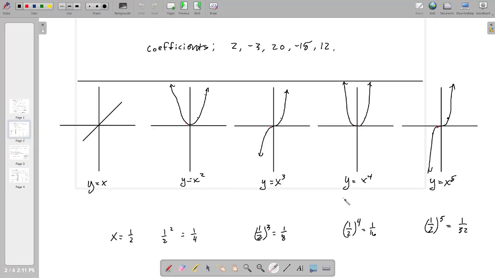So when we look at these graphs, we always have a positive a sub n. So any even degreed polynomial would end up having end behavior up, up. And then if we have an odd degreed polynomial, it should be down, up, as we see here.